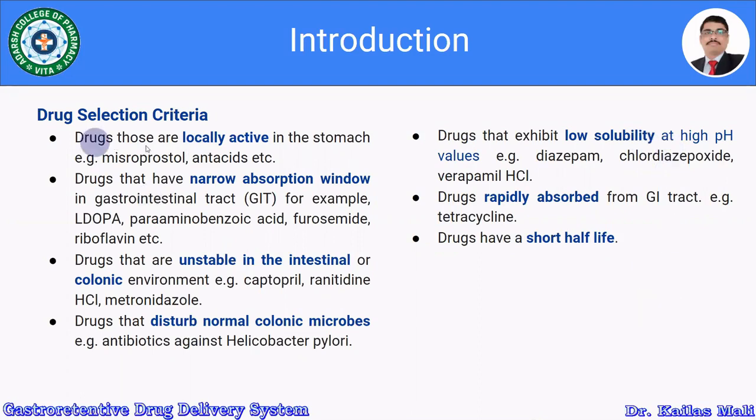That is, the drugs that are locally active in the stomach, drugs that have a narrow absorption window in the GIT, drugs that are unstable in an intestinal or colonic environment, drugs that disturb normal colonic microbes, drugs that exhibit low solubility at high pH value, drugs rapidly absorbed from the gastrointestinal tract, and drugs that have a short half-life.